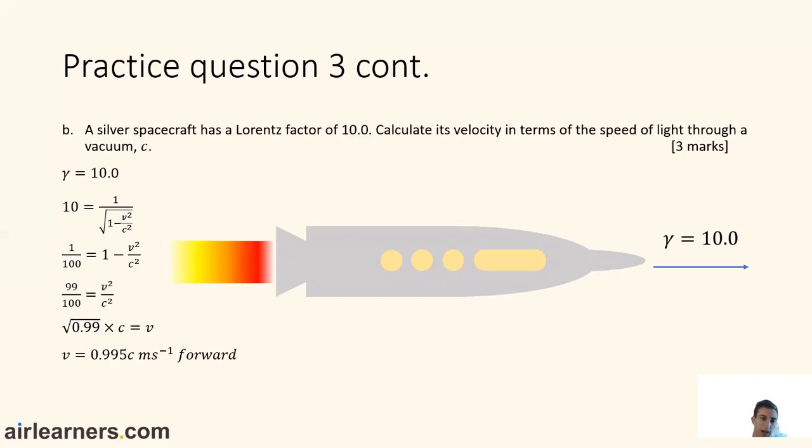In terms of your mark allocation, you probably get 1 mark for doing this, another mark for doing something like that, and another mark at the end. Make sure you include forward or something like that, or in the direction of motion, because it asks for velocity. Velocity is a vector, so you are required to give a direction.